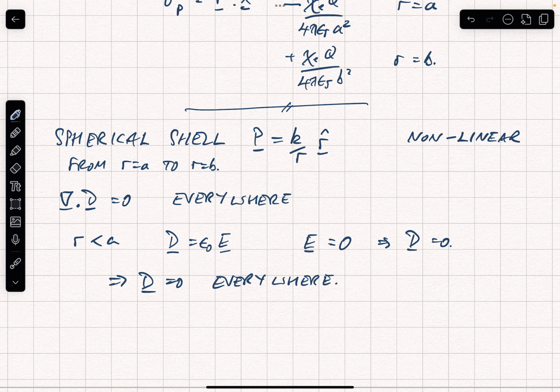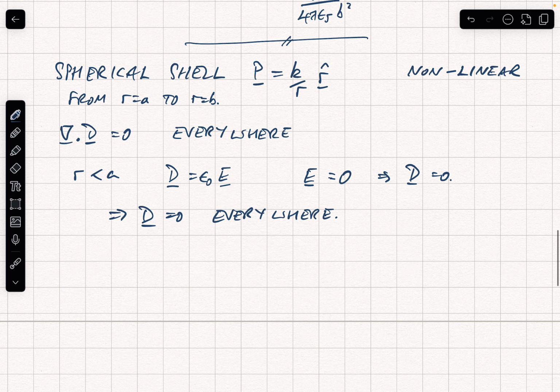If you want an example of a situation where div D is 0 but D is not equal to 0, you can consider a small piece of permanently polarised material. If you have a straight polarisation along the material, I've done this in examples. There you've effectively got a miniature dipole where the D field is non-zero but its divergence is 0. But that's a small digression.